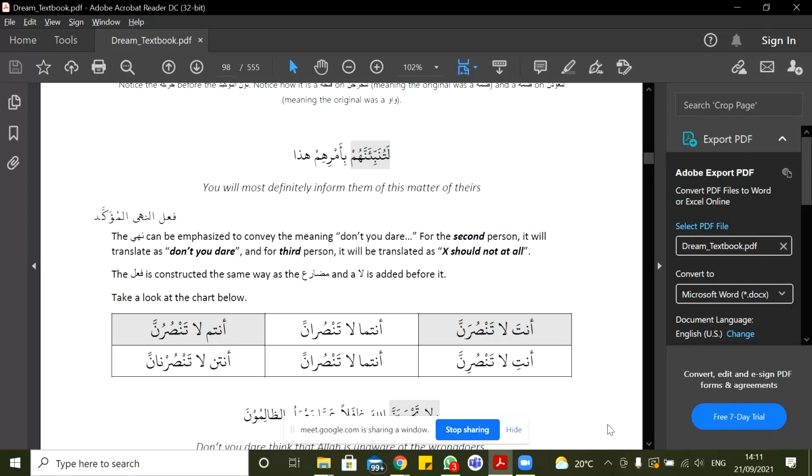About their matter of this, this matter of theirs, or their matters. Be amrihim, this matter of theirs. Or you can simply translate it as their matters. So then think again.